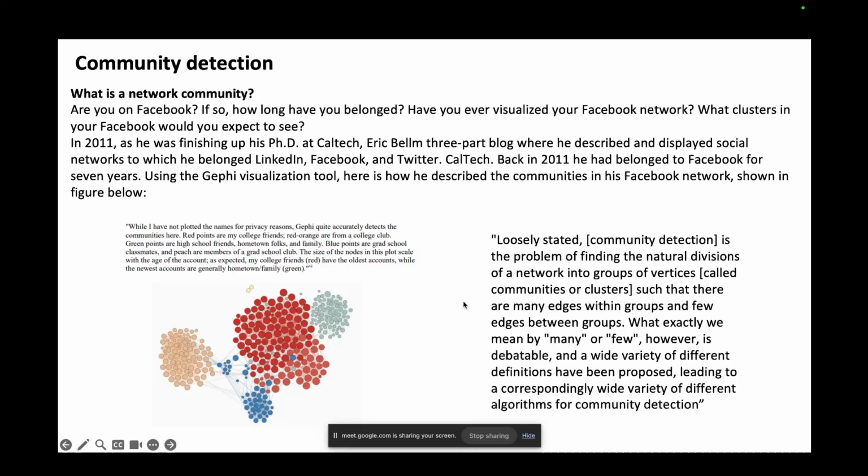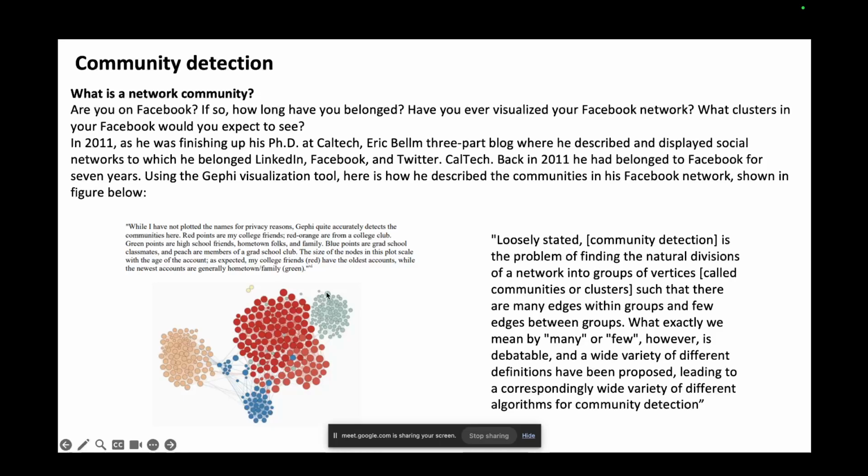So loosely stated, if you want to define the problem of community detection, it is the problem of finding natural divisions inside the network into groups of vertices called communities or clusters, such that there are as many edges within the group and fewer edges between the groups. I'll explain what this means. What exactly we mean by many or few, however, is debatable, and a wide variety of different definitions have been proposed, leading to a correspondingly wide variety of different algorithms for community detection.